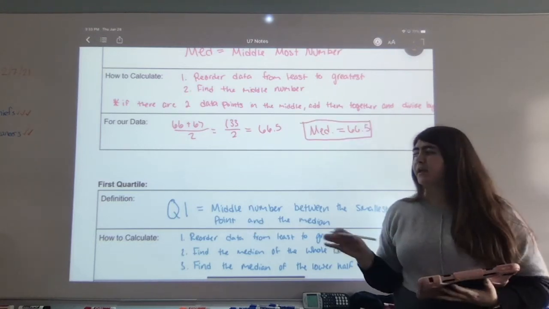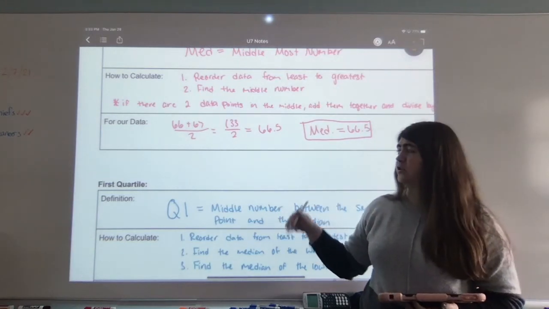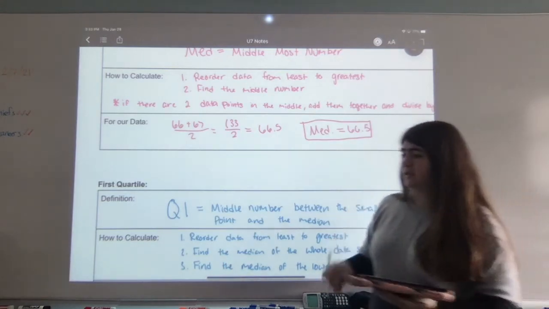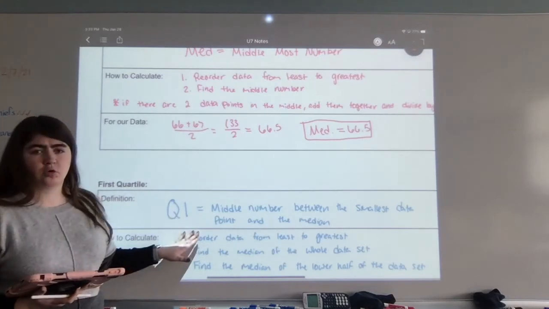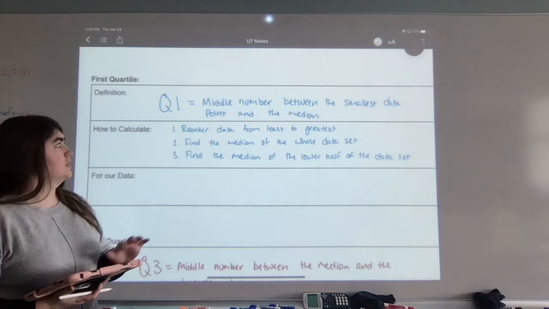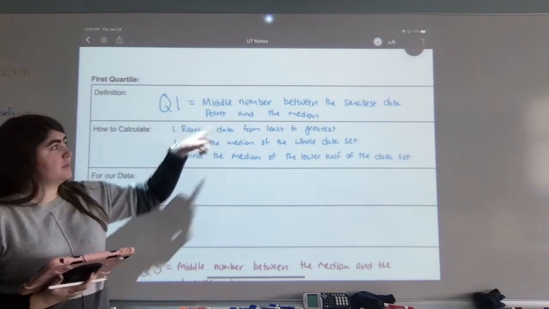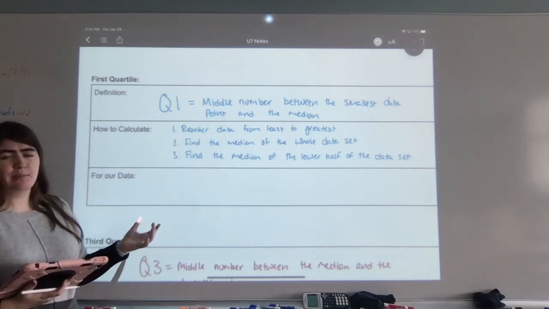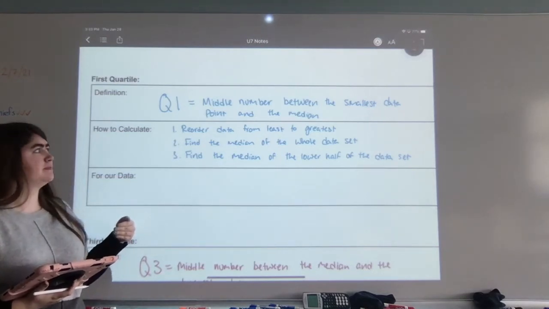All right, next we have our first quartile. In order to understand our quartiles, you do have to have a pretty good understanding of the median, because the median is used to calculate both the first quartile and the third quartile. So our first quartile, Q1, is the middle number between the smallest data point and the median. Essentially, it is the middle of the bottom half of our data.